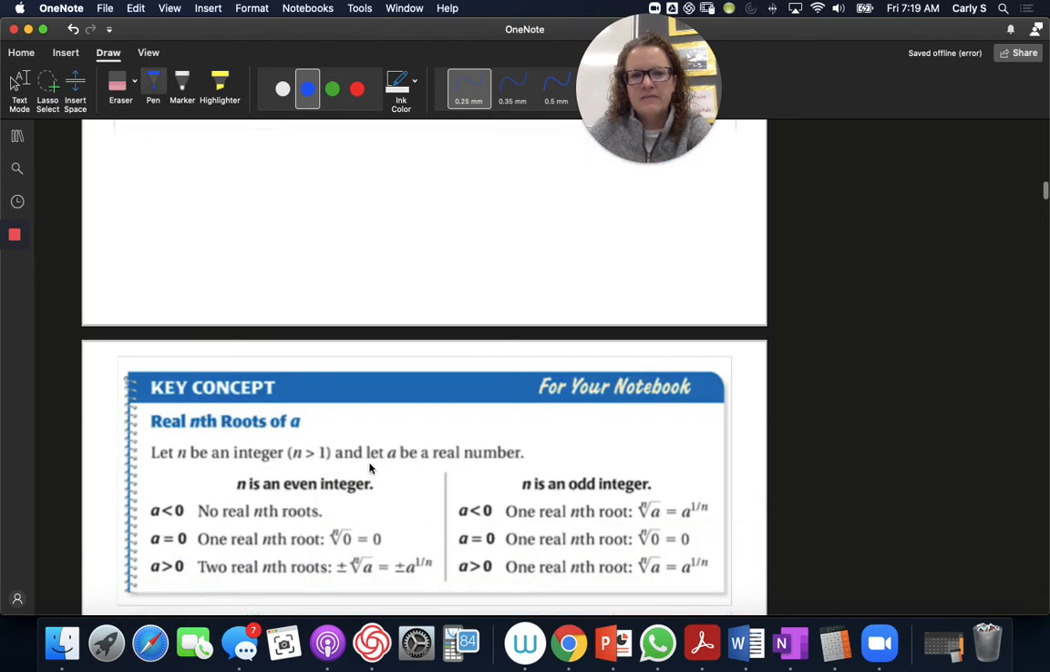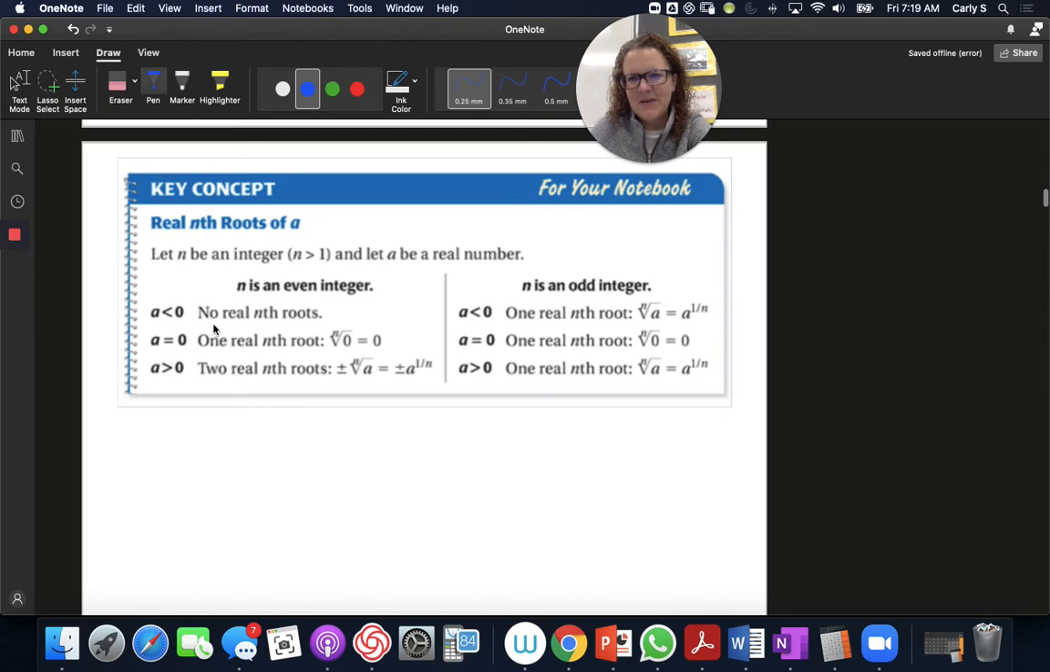That's a lot of words. Here we go. The nth roots of a. Let n be an integer greater than 1, and let a be a real number. n is an even integer. n is an odd integer. So when a is less than 0 and n is even, I have no real nth roots because that'd be a negative a. That means they're imaginary.